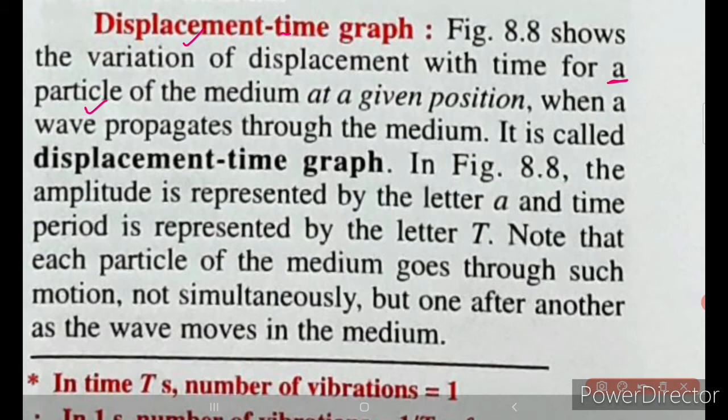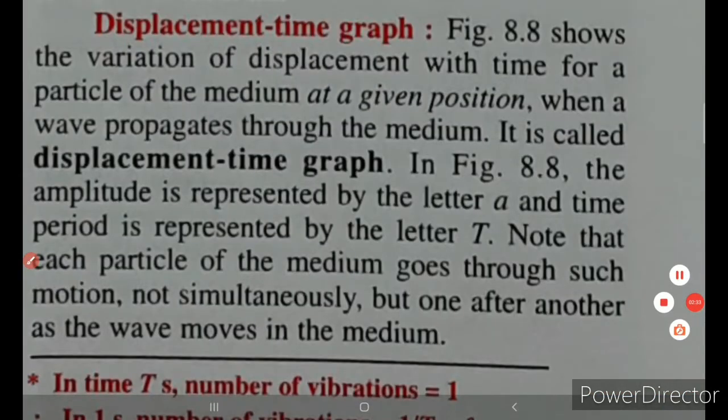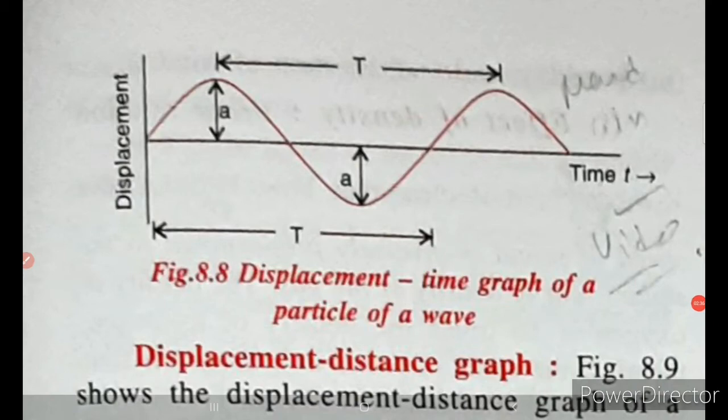In figure 8.8, the amplitude is represented by the letter A and the time period is represented by the letter T. Note that each particle of the medium goes through such motion, not simultaneously, but one after another as the wave moves in the medium. So let us go to that figure 8.8. Here is the figure 8.8 which shows the displacement time graph of a particle of a wave. This is the nature of the graph, not the wave.